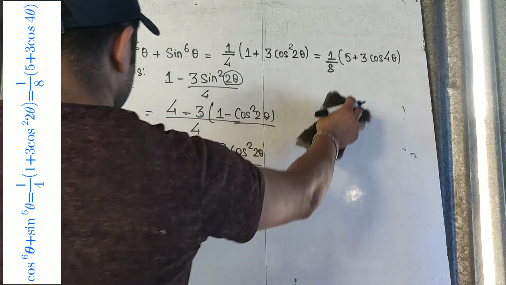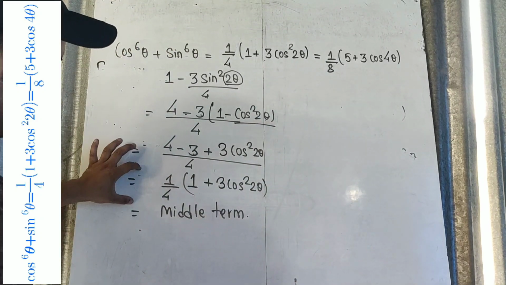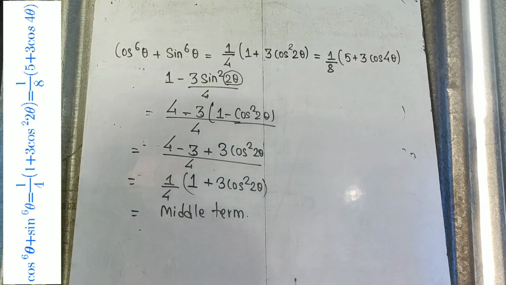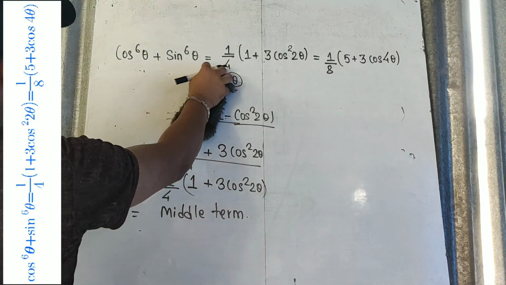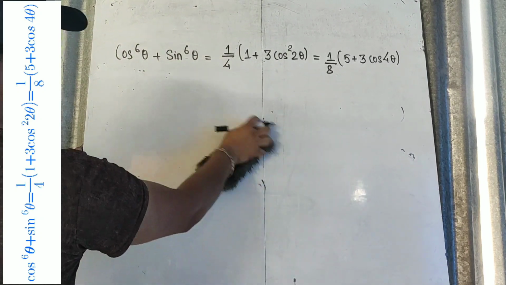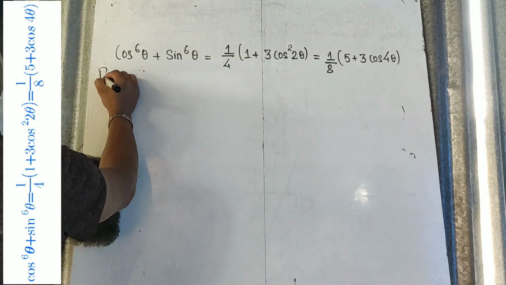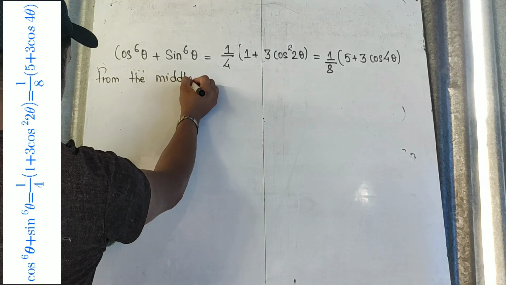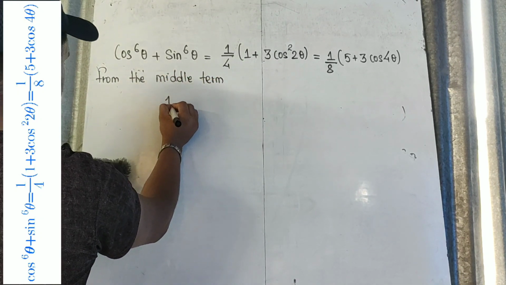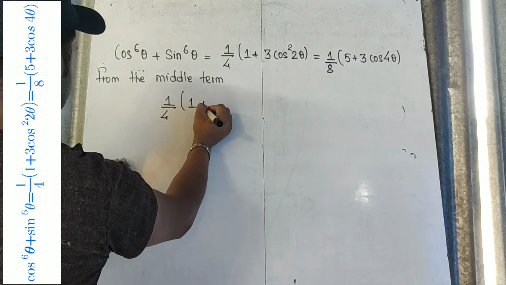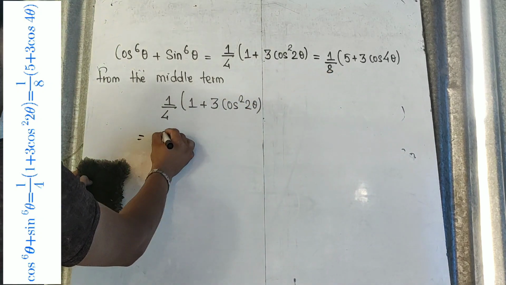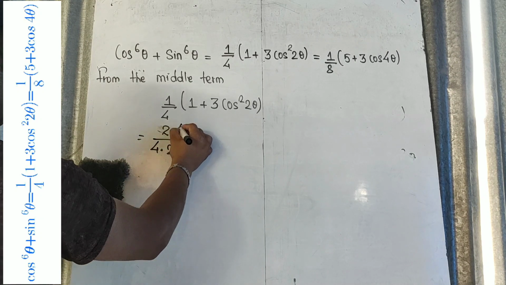Now we also have to get the right hand side. To get the right hand side, we take this middle term and solve further. So I'm further solving the middle term. What you have in the middle term is 1 by 4, 1 plus 3 cos square 2 theta. You have 8 here. It means that you have to multiply numerator and denominator by 2. So 2 and 4 into 2.